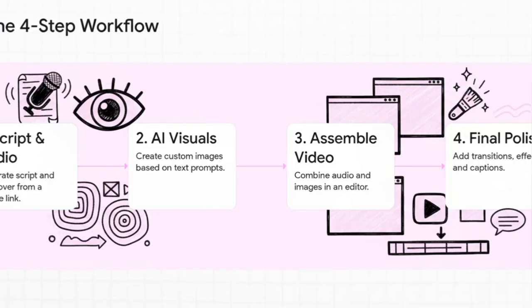So how do we get from that one link to a finished video? It really boils down to a simple four-step process. First, we'll generate the script and the audio together. Second, we'll create all our visuals with AI. Third, we'll pull it all together, and finally, we'll add that all-important final polish.